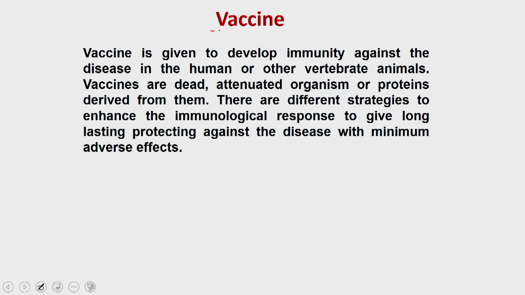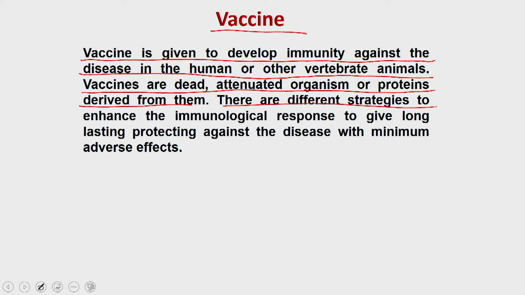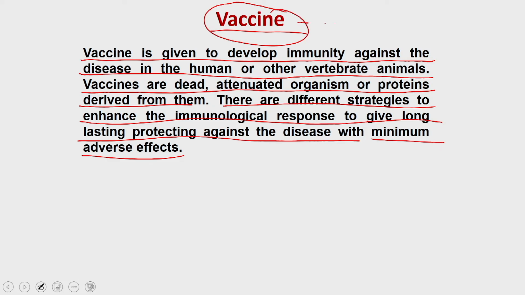Now, let us move on to the vaccine. A vaccine is given to develop immunity against a disease in humans or other vertebrate animals. Vaccines are of different types. Vaccines are dead or attenuated organisms or proteins derived from them. There are different strategies to enhance the immunological responses to give long lasting protection against the disease with minimal adverse effects. So, vaccines are molecules which are going to train your immune system.